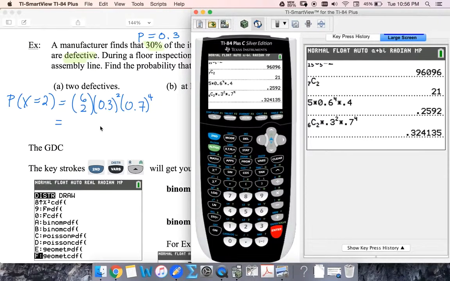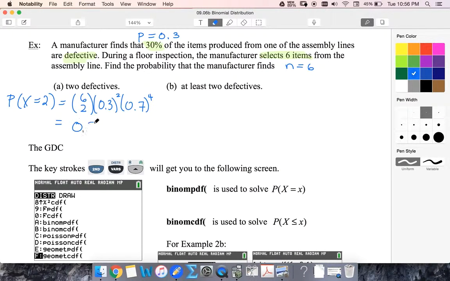All right, 0.324135. And I'm not rounding it because this is an exact value. So I can say exact.